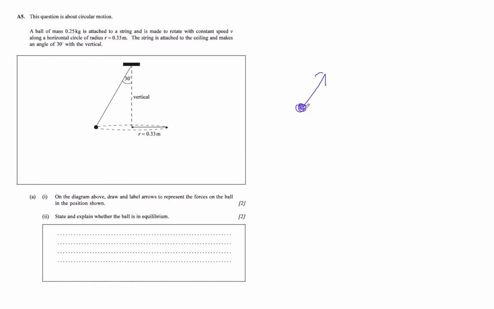Draw arrows that have their tail on that ball, and I'm going to give you a clue. There's two different forces. One of them is the tension in this string, and the other is the weight. Label those forces, so you can label them using the words I just said. And then state and explain whether the ball is in equilibrium.